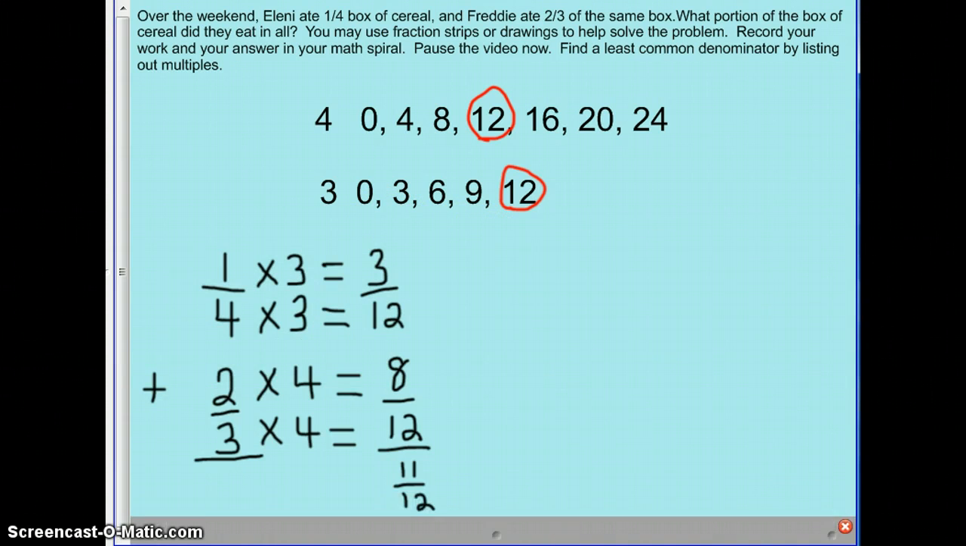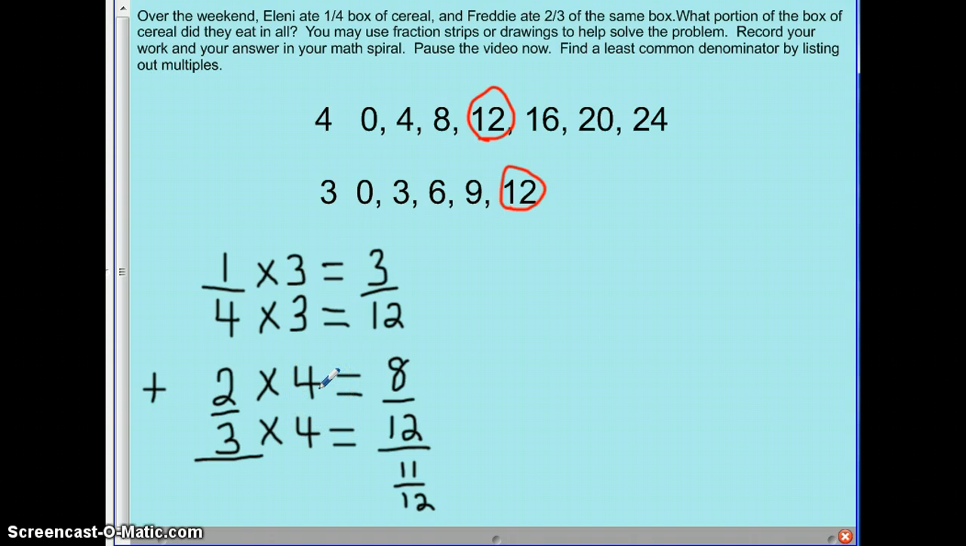Next, I put it as my denominator on the other side, just putting the 12 across from the denominator of 1/4, which is 4. 4 times what equaled 12? 3. 3 is my number that I multiplied my denominator by, so I multiply my numerator by the same number. Then I put 2/3 here. I put 12 over here. 3 times what gives me 12? I decided it was 4.